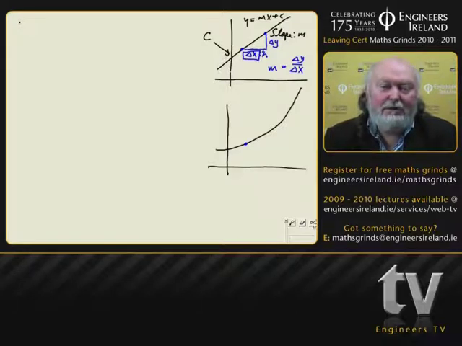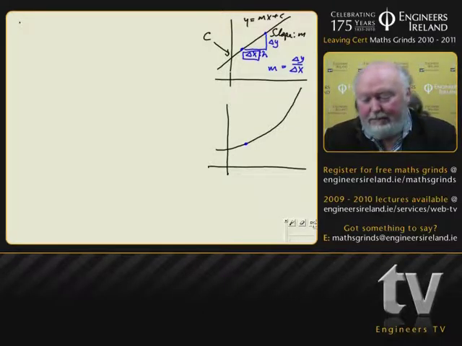Now along comes two guys, Newton, and he was working obviously in the UK, and a German who didn't really get sufficient credit for quite a length of time, Leibniz. These guys had a very simple idea.